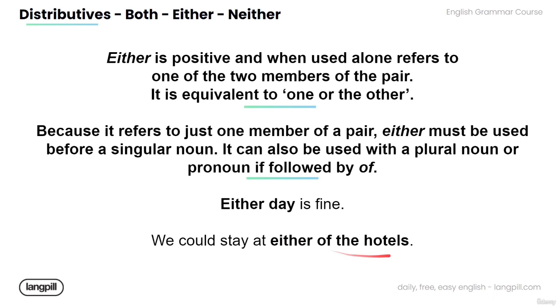So that of lets us use the plural version. If we wanted only the singular one, then we could say we could stay at either hotel. So make sure you follow the rules of when to use the plural version and when to use singular. And again, the pronouns that you're going to be using are them, us, or you.